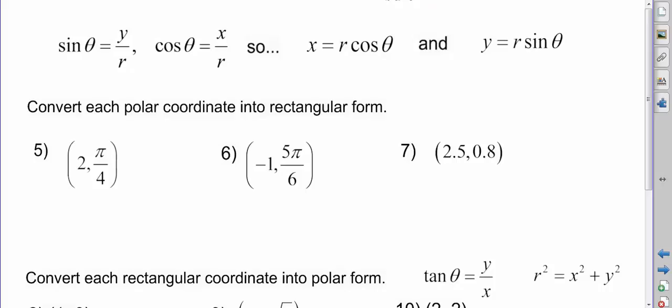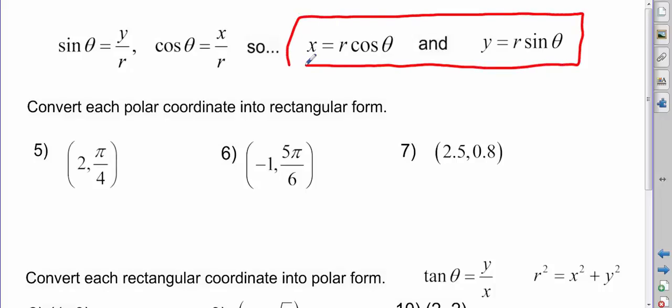All right, as we move forward here, we're going to be looking at some things we've already seen and we know, and then use them to do conversions. So we're really used to seeing sine of theta is y over r. We've studied that for quite some time. Cosine theta is x over r. But here are the two we really need to focus on. x is equal to r cosine theta, and y is equal to r sine theta.